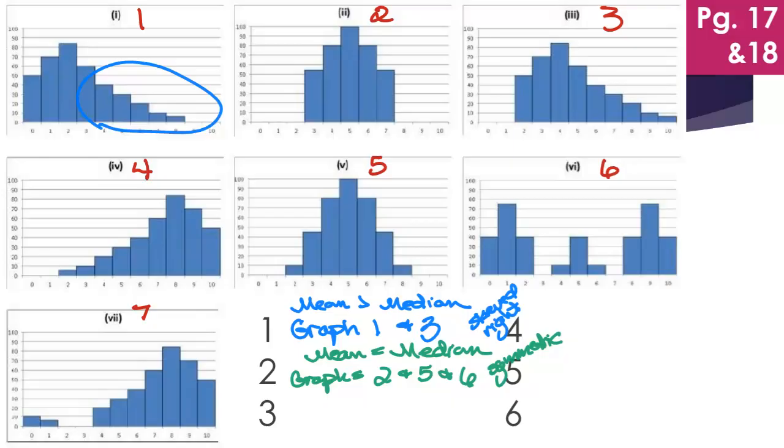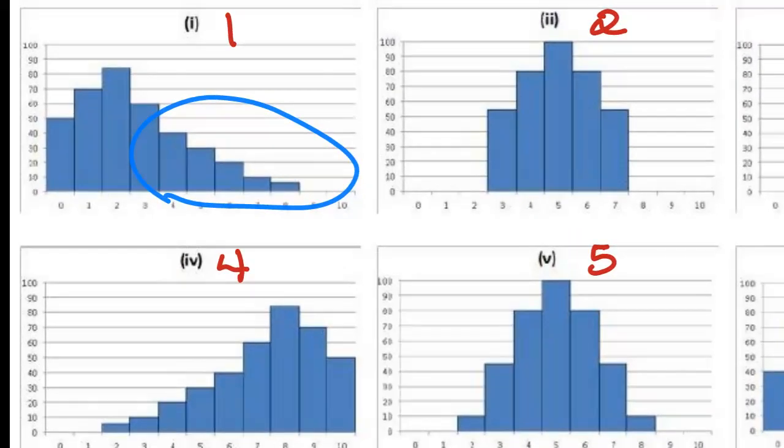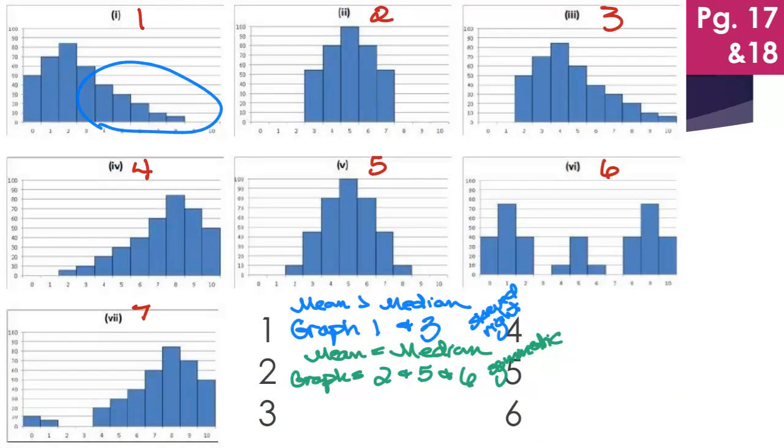Low scores. Where do you see most of them that are low? Graph 1. Yes. Look, right here in graph 1, the mode is 2. The bulk of your scores are right here. I circled the tail. It's definitely skewed right, but the majority of the scores are low. So the one with the lowest mean is graph 1.